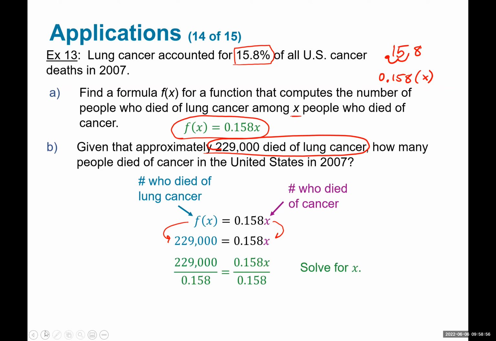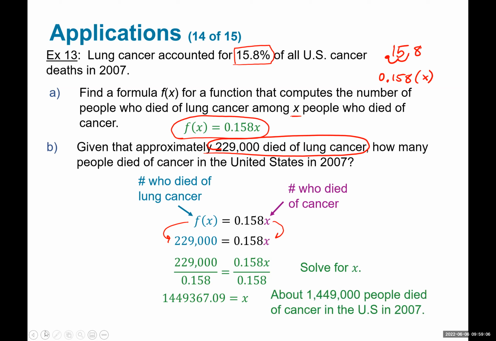Okay, divide by 0.158. And we have x equals 1,449,367 people died of cancer in 2007. Wow, almost 1.5 million people died of cancer. And you know that number had to be bigger than 229,000 because 229,000 only represents about 16% of the people who died in general from cancer.